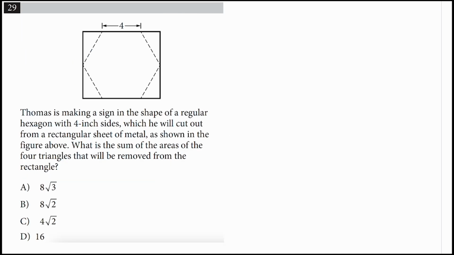Thomas is making a sign in the shape of a regular hexagon with 4-inch sides, which he will cut out from a rectangular sheet of metal as shown in the figure above. What is the sum of the areas of the 4 triangles that will be removed from the rectangle?